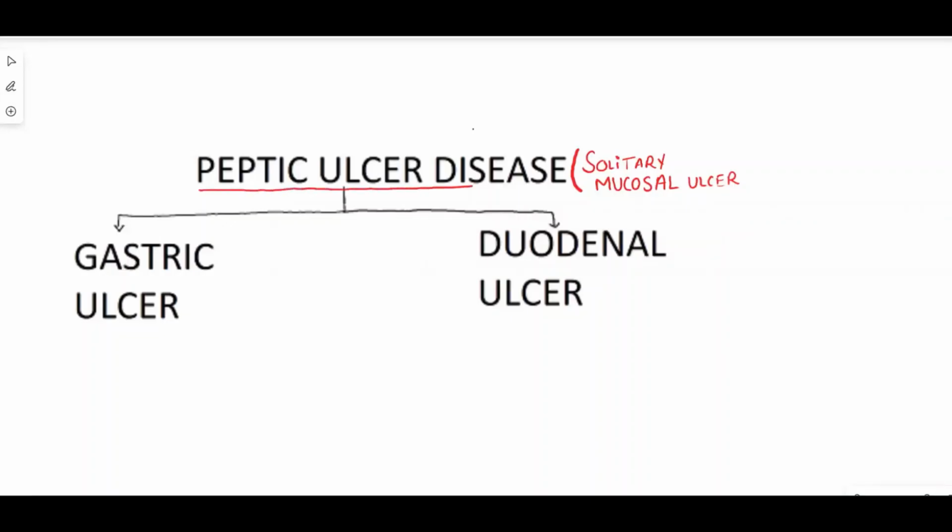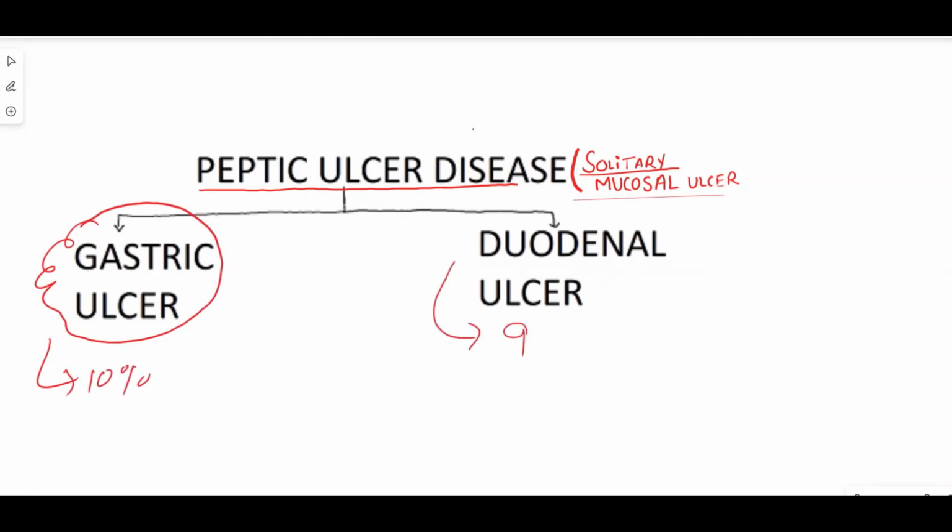Peptic ulcer is basically a solitary mucosal ulcer. The peptic ulcer is simply divided into two types: a gastric ulcer, which accounts for 10% of the cases, while the duodenal ulcer is 90% of the cases, and it involves the proximal part of the duodenum, while in case of the stomach, it involves the distal part of the stomach.